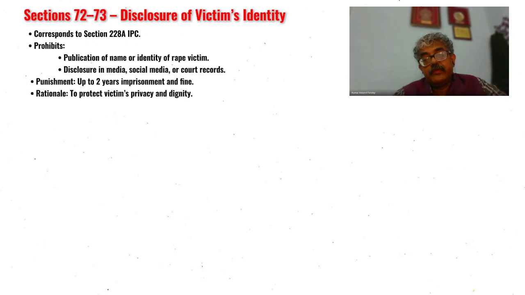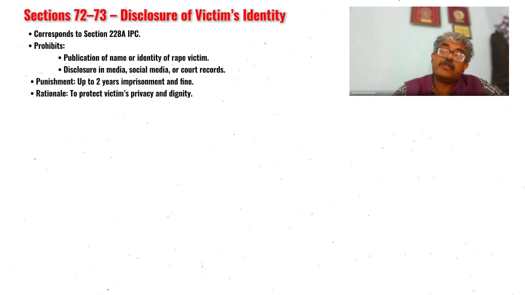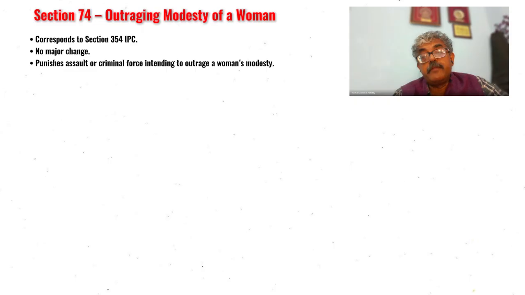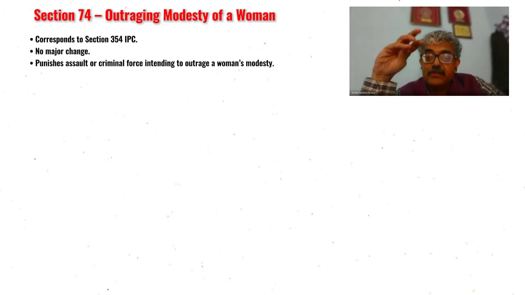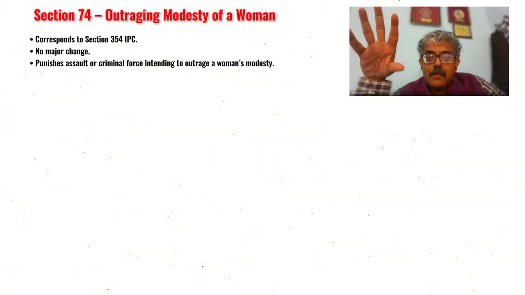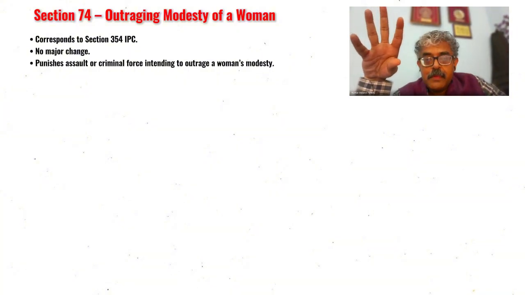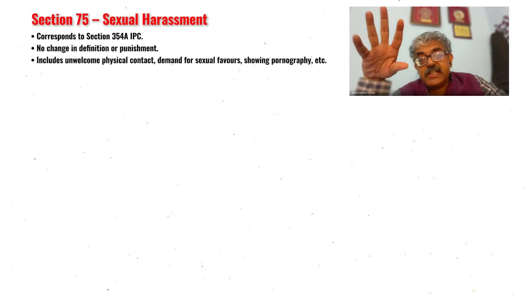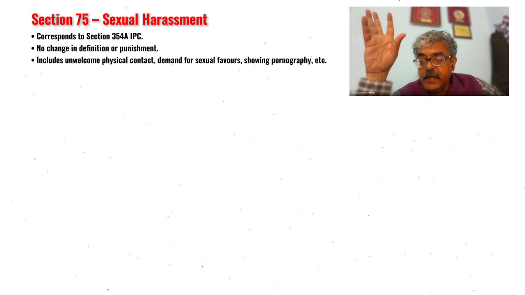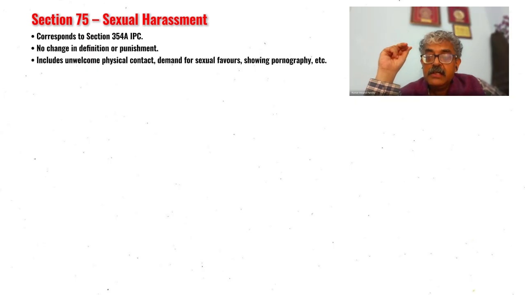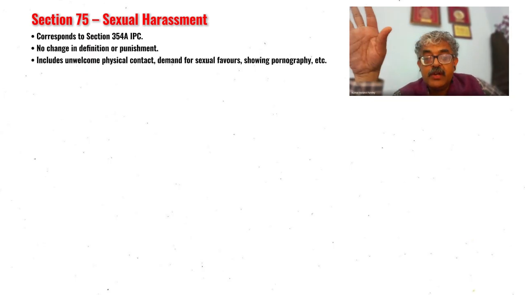Then the Bharatiya Nyaya Sanhita also includes the other IPC offences, and in almost the same sequencing. For example, Section 74 of Bharatiya Nyaya Sanhita, that punishes the offence of outraging modesty of woman, which was previously punished under Section 354 of IPC, which again was amended in 2013, as you know, and carries no changes. Section 75 of BNS corresponds with Section 354A, which is the offence of sexual harassment, and has no change in definition or punishment.